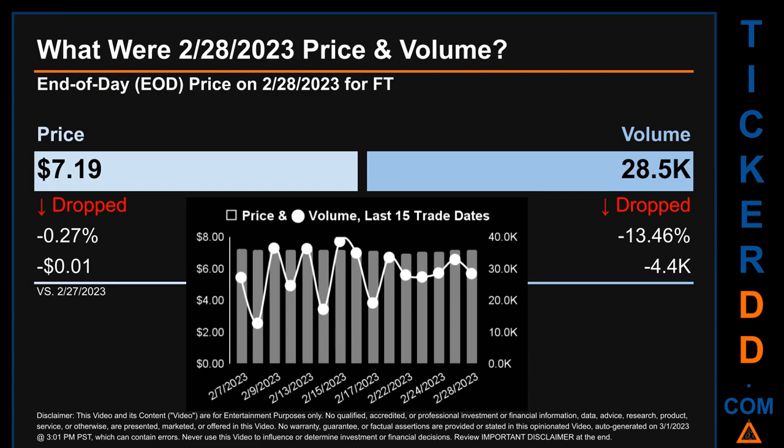Across a range of 27 cents, the max and minimum end of day price were respectively 7.23 and 6.96. Volume saw a range of 25.8 thousand, from a day low of 12.8 thousand to a day high of 38.6 thousand.